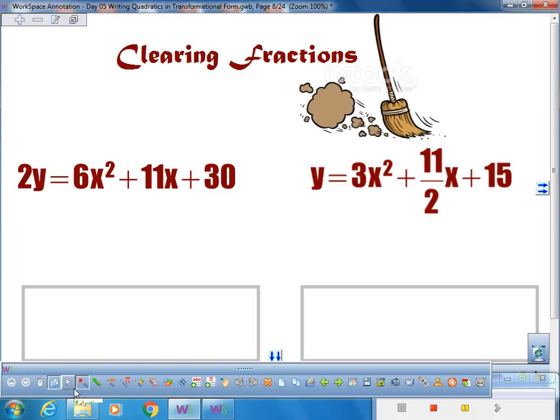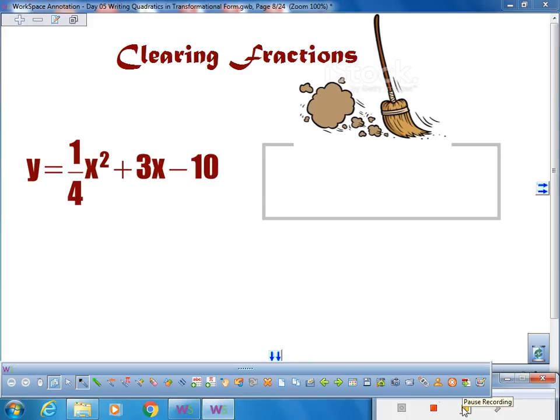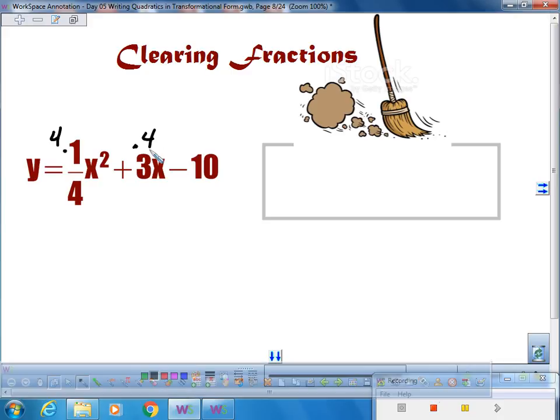Yes, stay positive. Hold on a second. Okay, so first we're going to just clear fractions. If I were to clear this fraction, how could I get rid of 1/4? You guys are awesome. Multiply everybody by 4. I have to multiply y by 4 as well, right? Why do I have to multiply y by 4 as well? Yes, everybody has to get involved. For it to be equal, I can't leave anybody out.